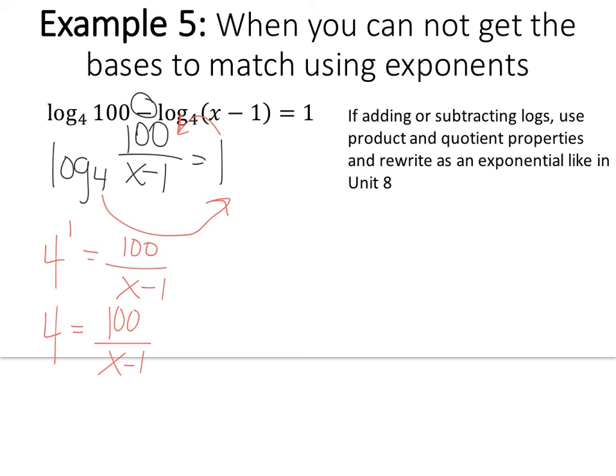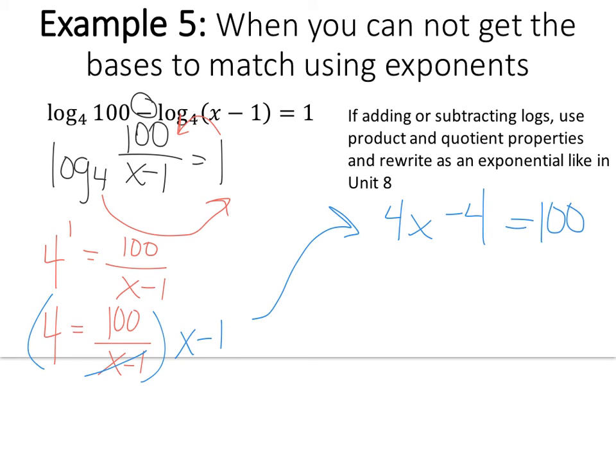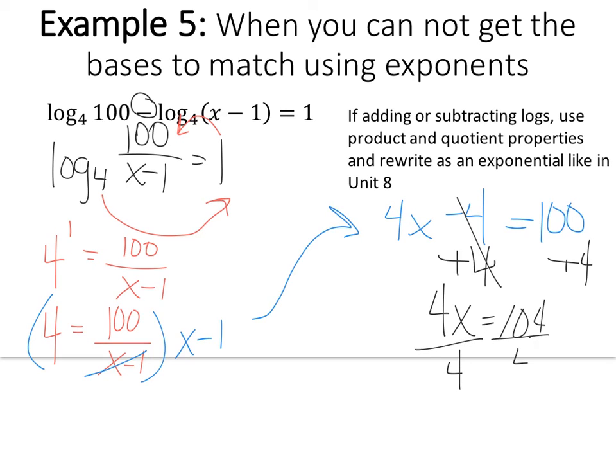And now I have a fraction. Most of you might be freaking out, but remember, for the fractions, we just need to multiply everything by the denominators. So that will cancel to leave me with 100. And 4 times x minus 1 is 4x minus 4. So now we need to add 4 to both sides. Divide either side by 4. And you're left with x equals 26.